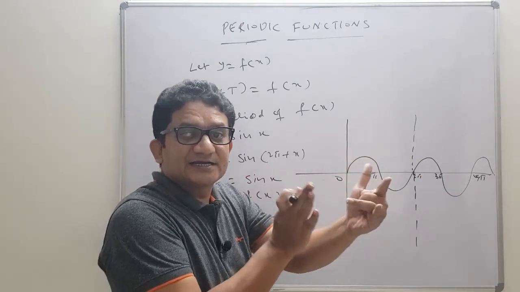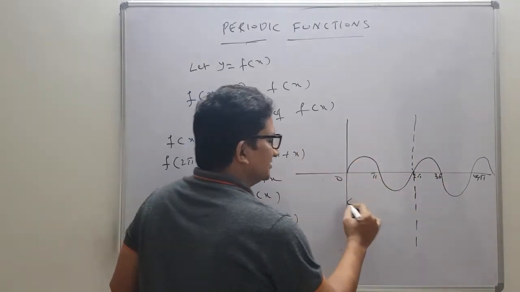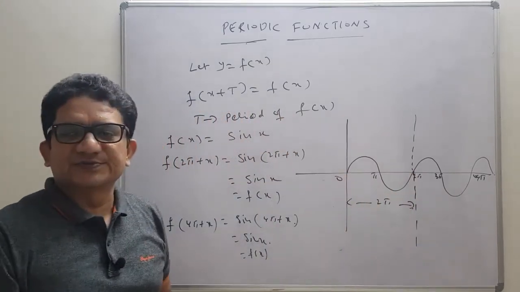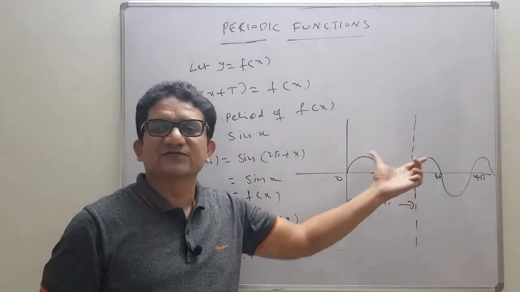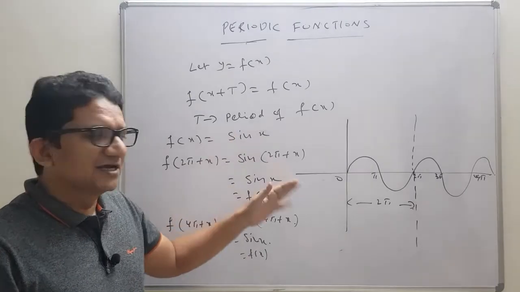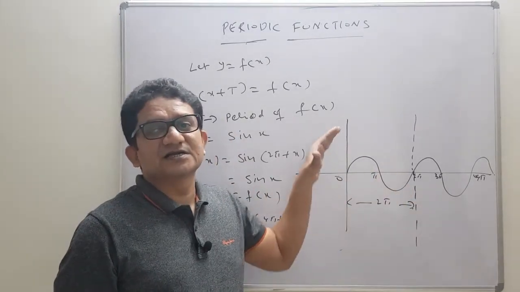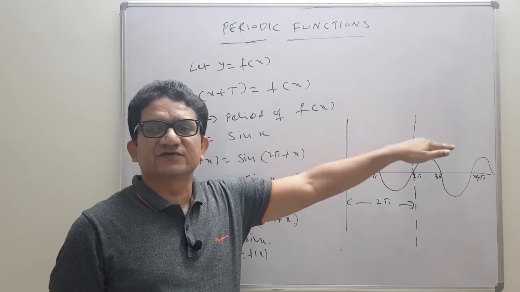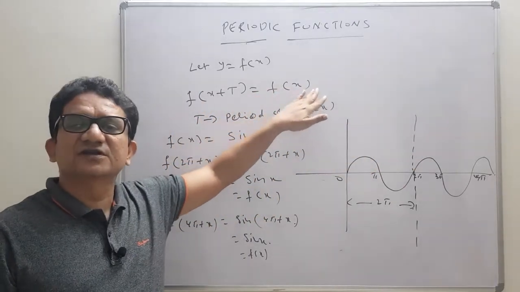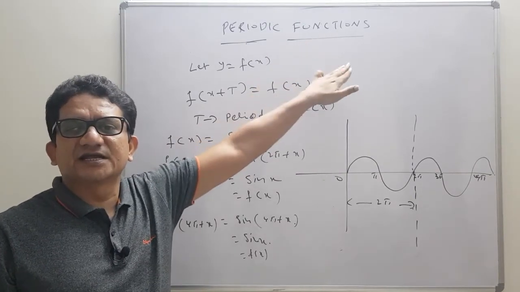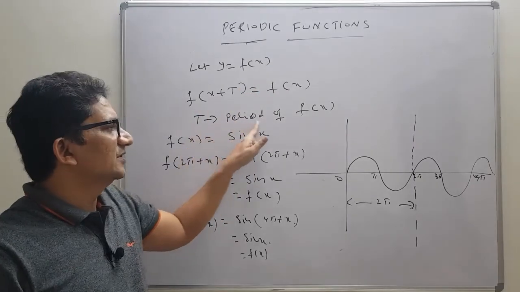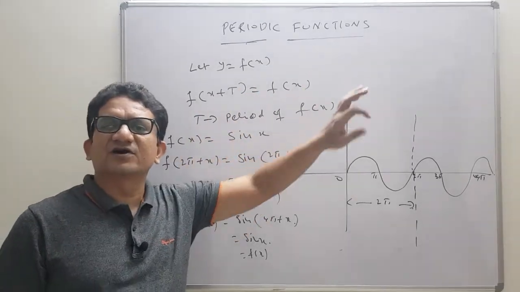Now at exactly what length it is repeating: so pi and 2 pi, the length is 2 pi. Wherever it is repeating, that length is known as the fundamental period. So this is the algebraic way of checking and this is the graphical way. Every time it is not possible to draw the graphs of each and every function, so we will follow this technique. If f of x plus t equals f of x, first we confirm that the function is periodic, and if t is the numerically smallest positive value, then t can be called the period of f of x.